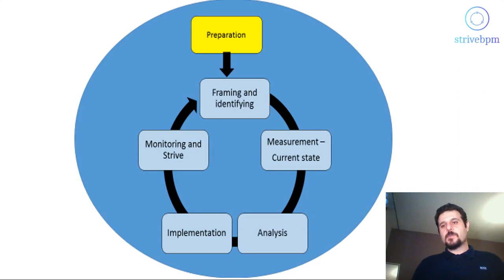The first step is preparation. In preparation, we try to prepare the organization to accept BPM, to accept the process-oriented view and attitude. We talk about behavior, the role and responsibility and structure of the BPM team, and everything needed to prepare the organization. Probably design a poster, etc.